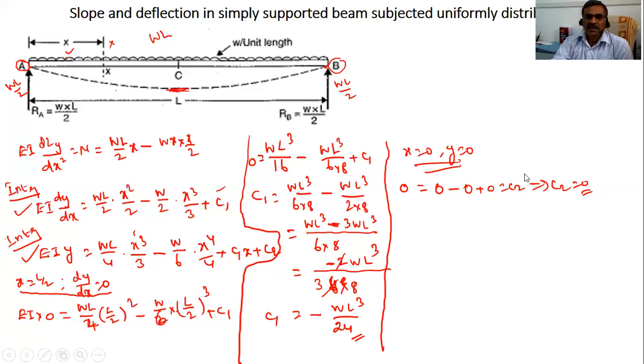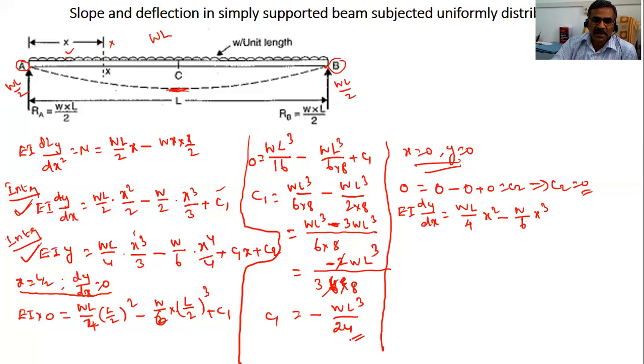Now the generalized form of the slope and deflection equation. This is a slope equation, this is a deflection equation. Now you substitute the value of C1 and C2, then the equation will be EI dy by dx is equal to W L by 4 x square minus W by 6 x cube plus C1. C1 is minus W L cube by 24. So this will be the generalized slope equation.